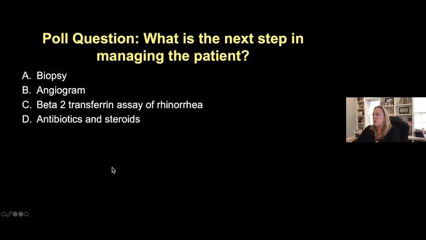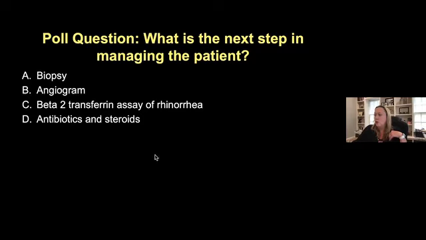So here's my poll question this time. So we decided we think this is bilateral meningoencephalocele. So what's the next step in managing the patient? Is it biopsy, angiogram, beta-2 transferrin assay of the rhinorrhea, or antibiotics and steroids? So let's go ahead and answer. I'll give you another 5 seconds or so. And let's see the results.